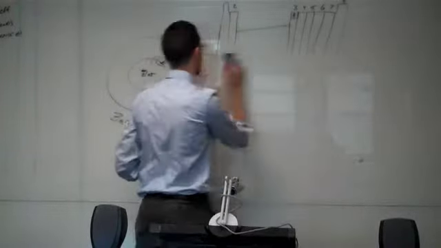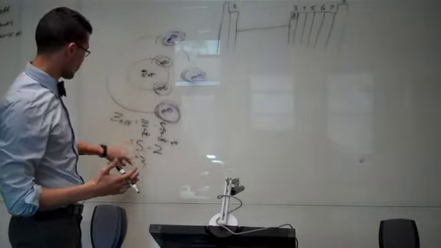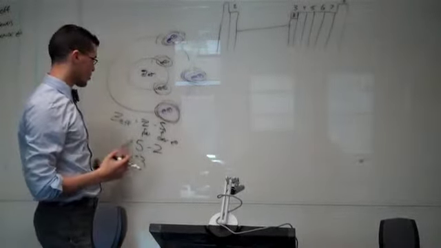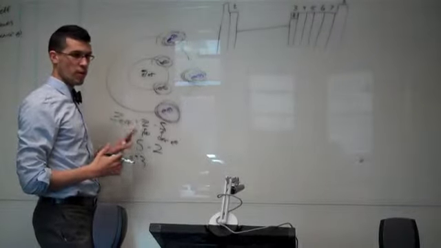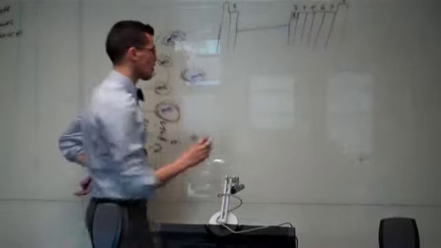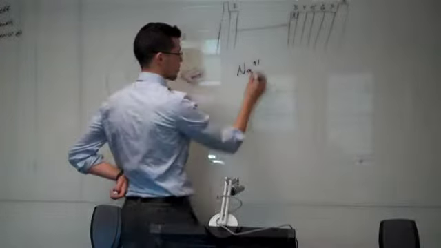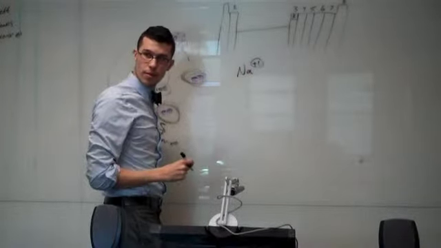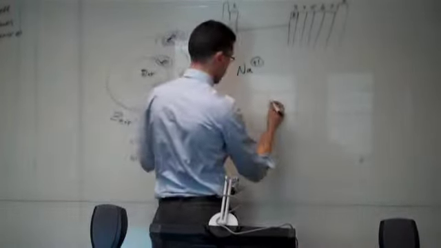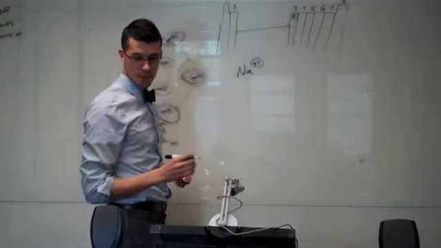Let's erase part of this. Instead of this atom right here, which is just a regular boron atom, let's do sodium +1, a positively charged sodium. How many electrons does sodium normally have?